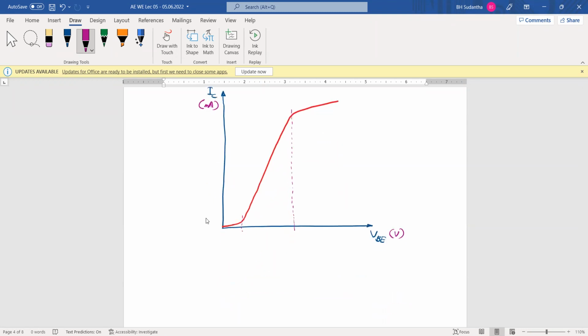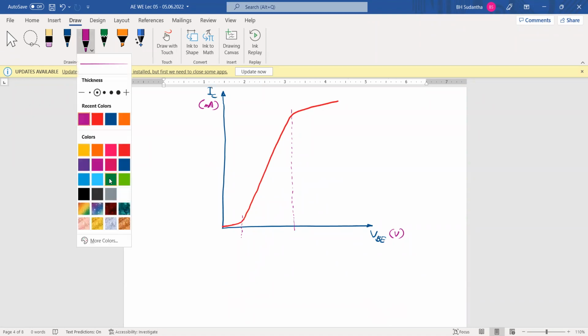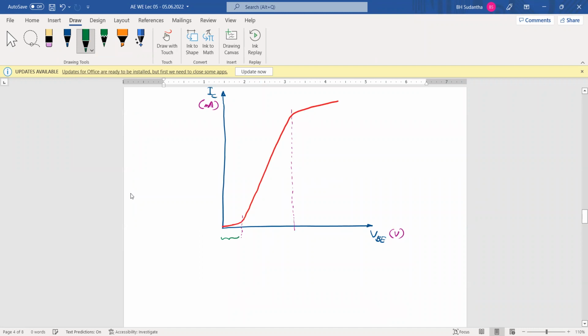Until we provide VBE 0.7 volt, the VBE junction is not forward biased. Because of that, the transistor is not turned on. Because of that, we say in this region the transistor is in cutoff mode. The transistor is not turned on, it's cutoff mode.